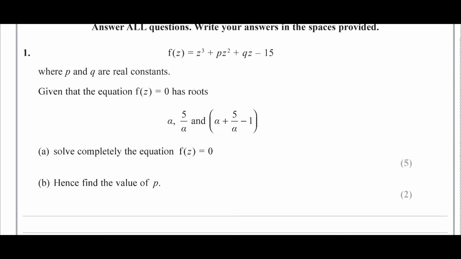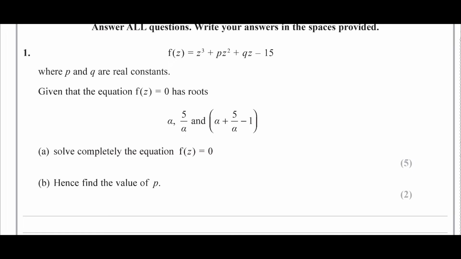Question 1. f(z) is equal to z cubed plus p z squared plus q z minus 15, and p and q are real constants. Given that the equation f(z) equals 0 has roots alpha, 5 over alpha, and alpha plus 5 over alpha minus 1, for part A, we have to solve completely the equation f(z) equals 0.